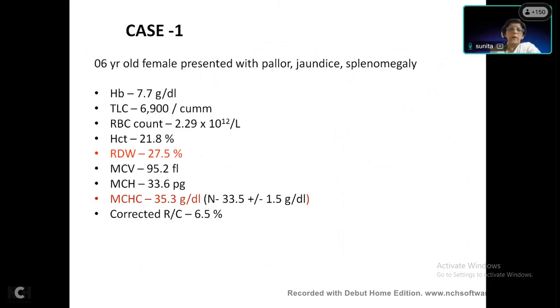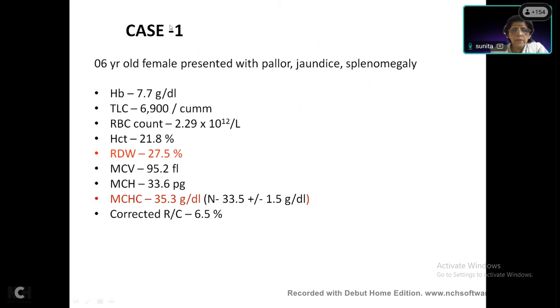So this is case 1. A 6-year-old female presented with pallor, jaundice and splenomegaly. Now this is a classical triad of hemolytic anemia in a child. So that is possibly an inherited disorder of hemolytic anemia. If you see the hemogram, the patient is severely anemic. What is important here is the red cell distribution width. Now this red cell distribution width gives the indication of the variation in the size of the cells, the anisocytosis.